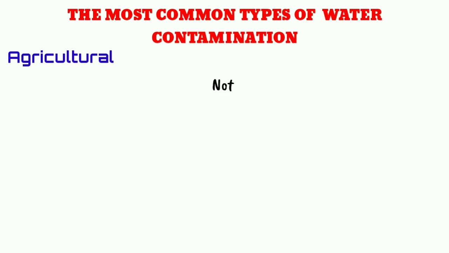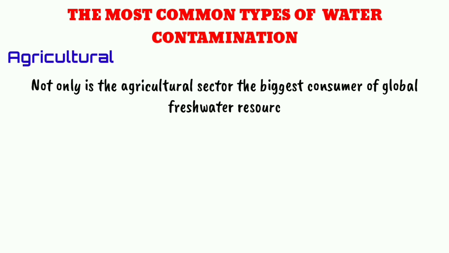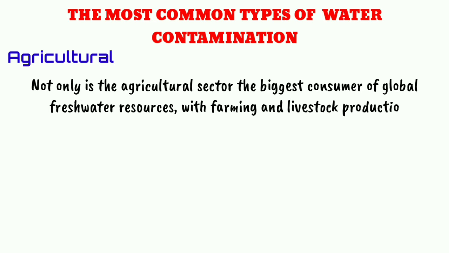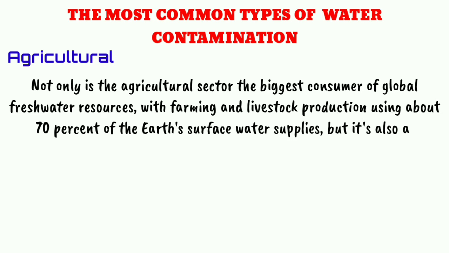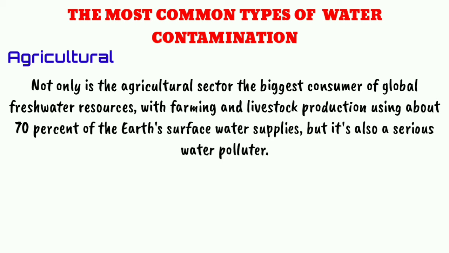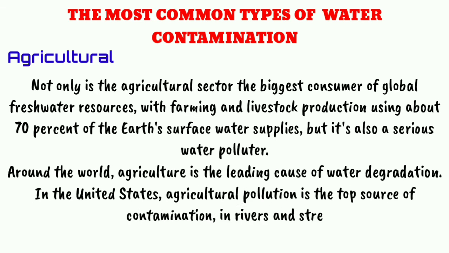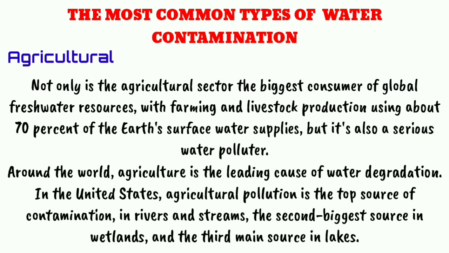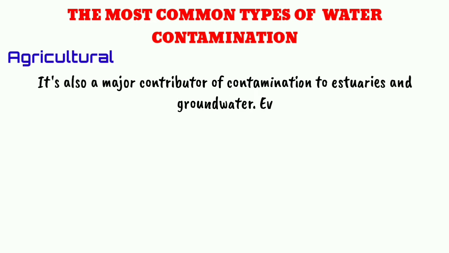Agricultural. Not only is the agricultural sector the biggest consumer of global freshwater resources, with farming and livestock production using about 70% of the Earth's surface water supplies, but it's also a serious water polluter. Around the world, agriculture is the leading cause of water degradation. In the United States, agricultural pollution is the top source of contamination in rivers and streams. The second biggest source is in wetlands and the third main source in lakes. It's also a major contributor of contamination to estuaries and groundwater.